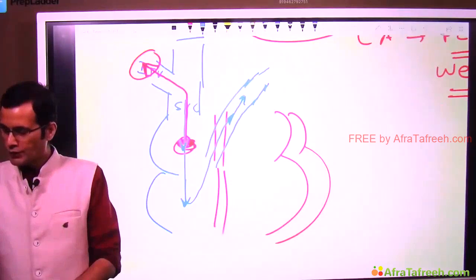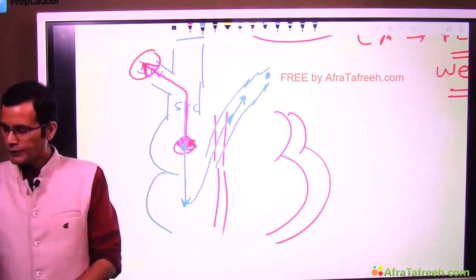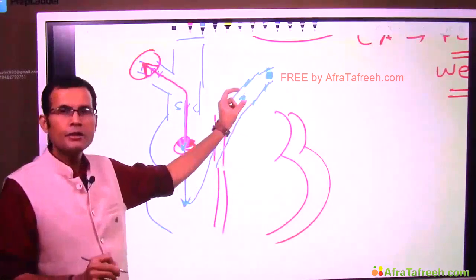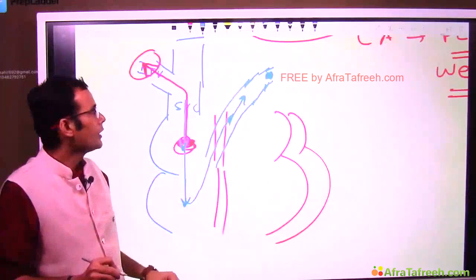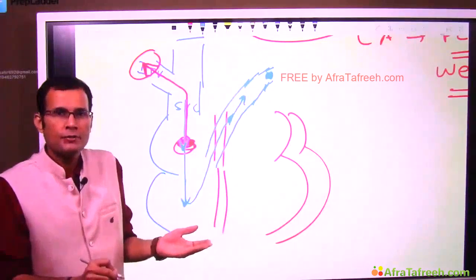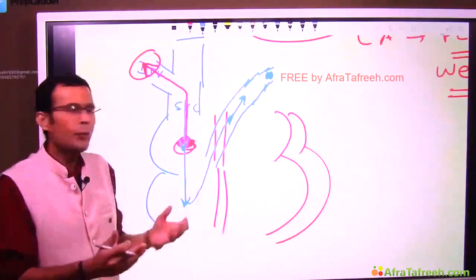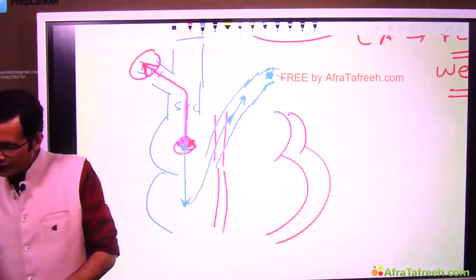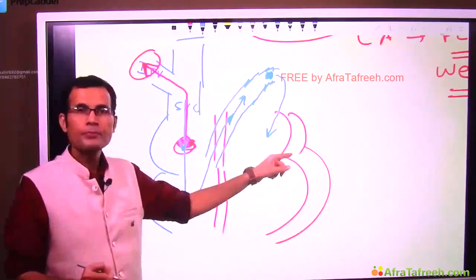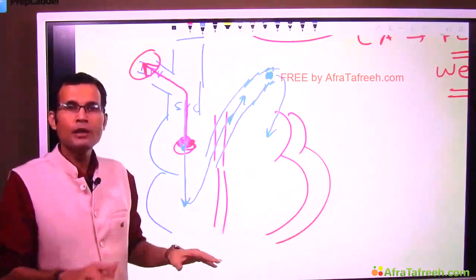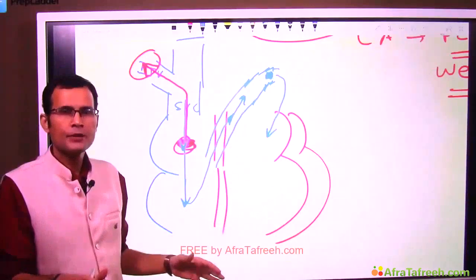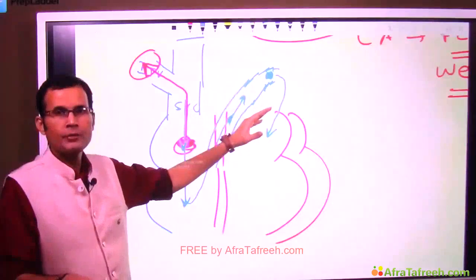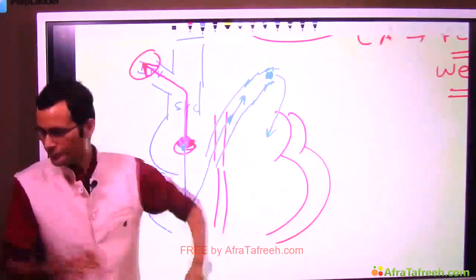Now this balloon, which is inflated, will snugly fit at some point in that pulmonary circulation or pulmonary vessel. It creates a wedge. It wedges there, and that means from that point up to the left atrium, there will be no blood flow for some time. Temporarily, the blood flow has been obstructed by this wedge that has been created.